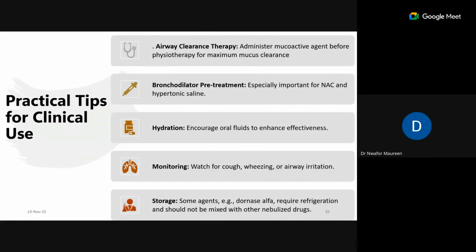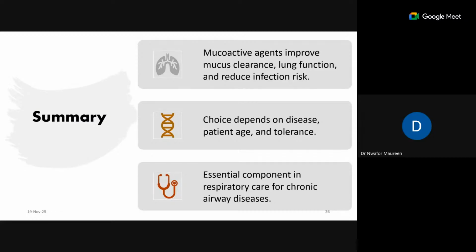The practical tips, I've already mentioned them earlier. Always to clear the airways, administer mucoactive agents, but always insist that you pre-treat with bronchodilators, especially with acetylcysteine and the hypertonic saline. Hydration. Encourage oral fluids to enhance effectiveness. Monitoring, watch for cough, wheezing, and airway irritation. Know how you store your agents. Though in the hospital, the pharmacy does that. That's the storage.